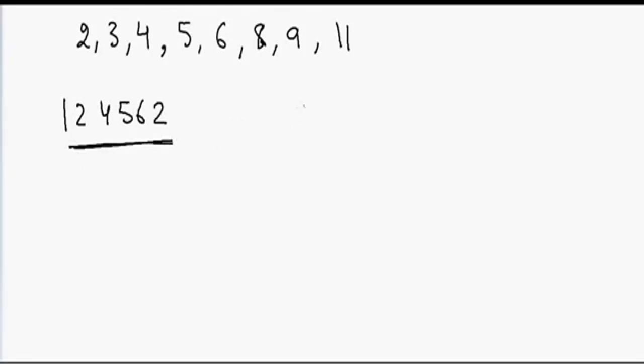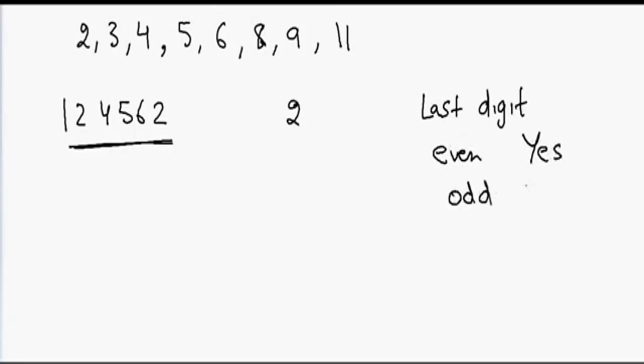For this test, it is very easy. We have to look at the last digit, and if it's even, then yes, and if it's odd, then we say no. Here we can see that the last digit is 2, so it should be divisible by 2 because it's an even number at the end.